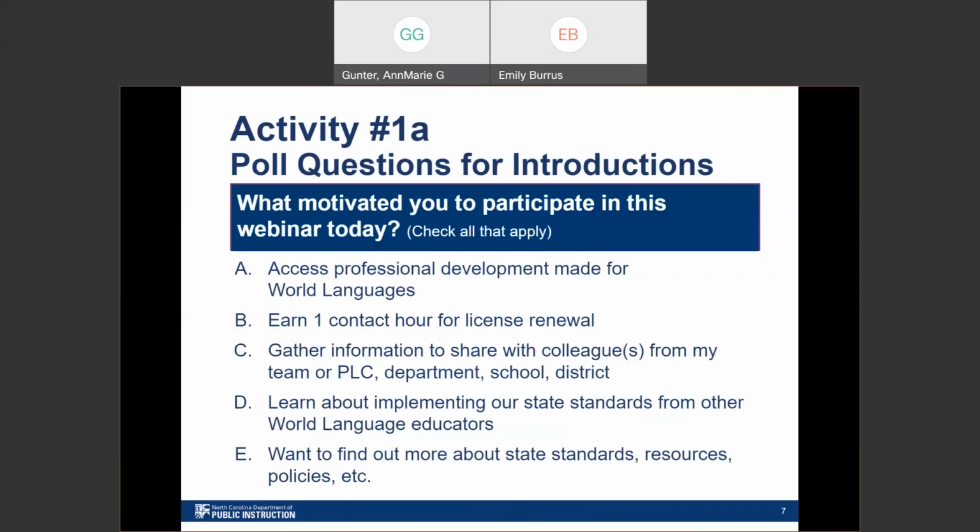Also, if you're gathering information to share with others, please know that we post all of these materials as part of the archives. You can get the slides either as Google Slides, PDF, or PowerPoint slides, as well as the recording and any handouts. And finally, it looks like about a third of you are here because you want to find out more about our state standards, the resources with them, and our policies. And that's great. Please know that you can always ask a question in the chat about any of those things. If it's something in general about what we're talking about, be sure and put it so everyone can see it. If it's something more specific, put it in there and I will respond to you individually.